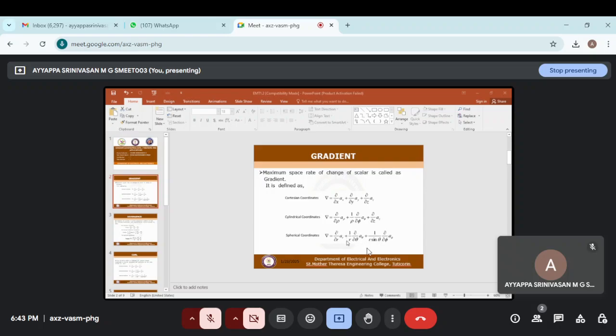The same way it goes with spherical coordinates. Dou by dou r ar vector plus 1 by r dou by dou theta a theta vector plus 1 by r sin theta dou by dou phi a phi vector, because the spherical coordinates are given in r, theta and phi.